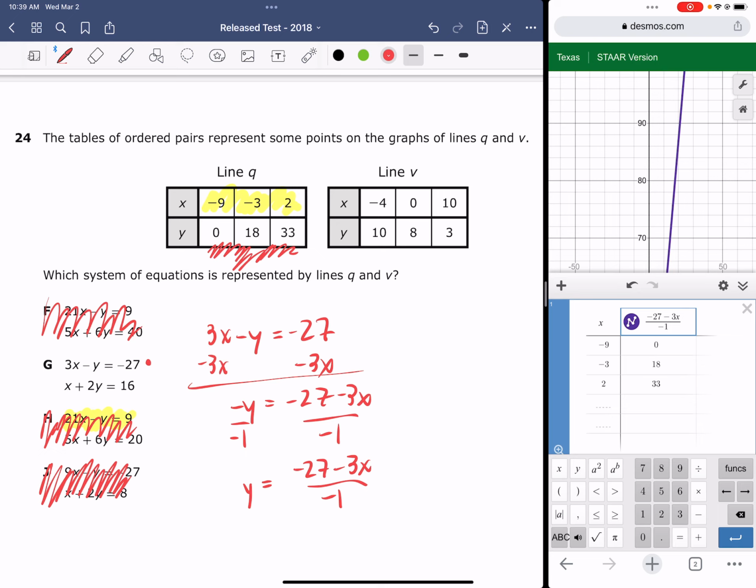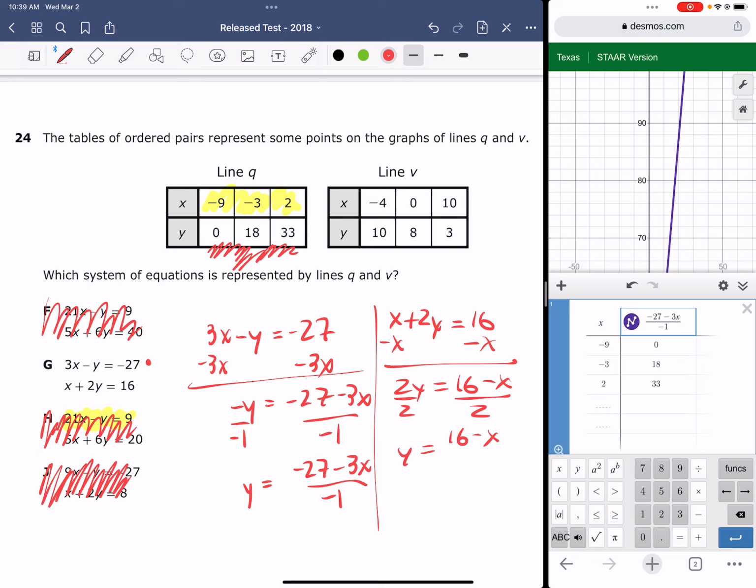If you want to confirm that G is the correct answer, you can do that by solving the equation for y. We have x plus 2y is equal to 16. We subtract x on both sides first so that we get 2y is equal to 16 minus x. Then to get y by itself, we would divide both sides by 2 so that we get y equals 16 minus x, all divided by 2.